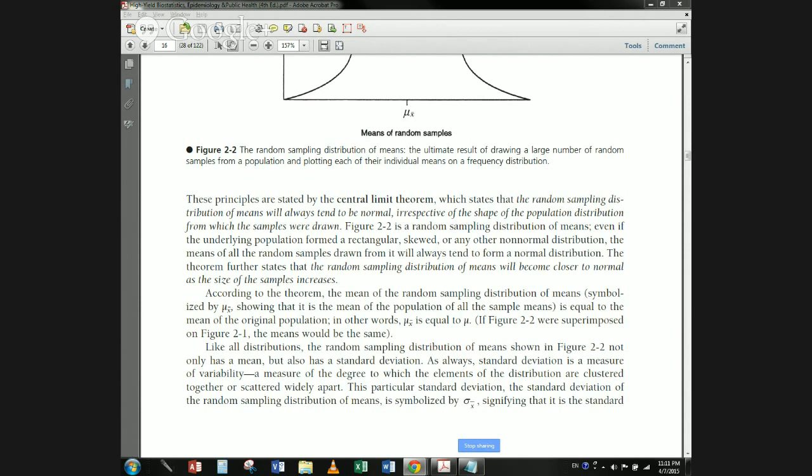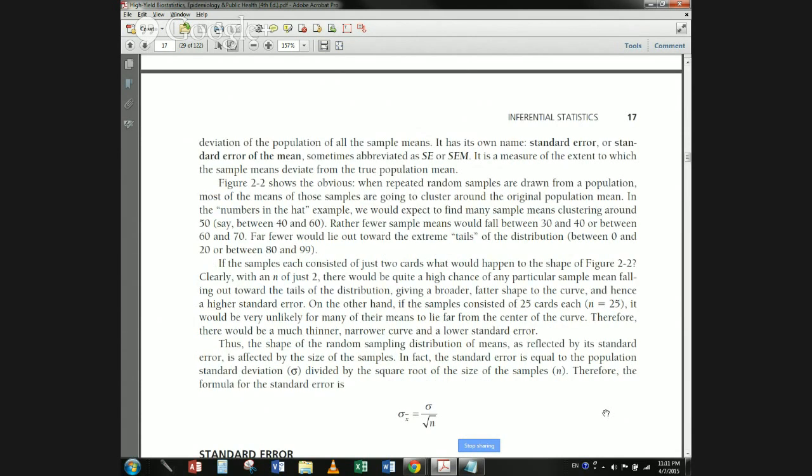signifying that it is the standard deviation of the population of all the sample means. It has its own name, standard error or standard error of the mean, sometimes abbreviated as SE or SEM. It is a measure of the extent to which the sample means deviate from the true population mean.